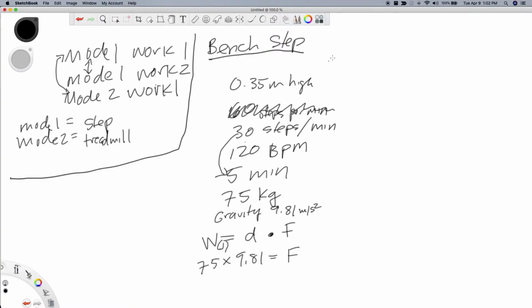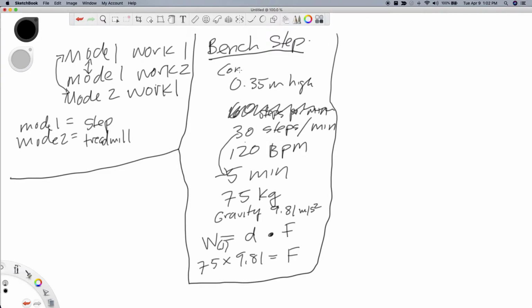So make sure that you take some time. You may have to pause this and look at it a couple times and go through it yourself. Like I said, I gave you all the numbers and all the stuff you need for these calculations in the lab write-up description that I showed you just a second ago. So that would be your bench step, and this we'll call condition 1.